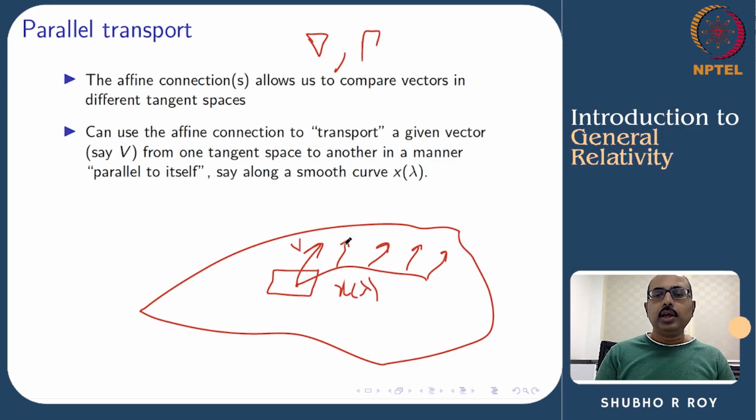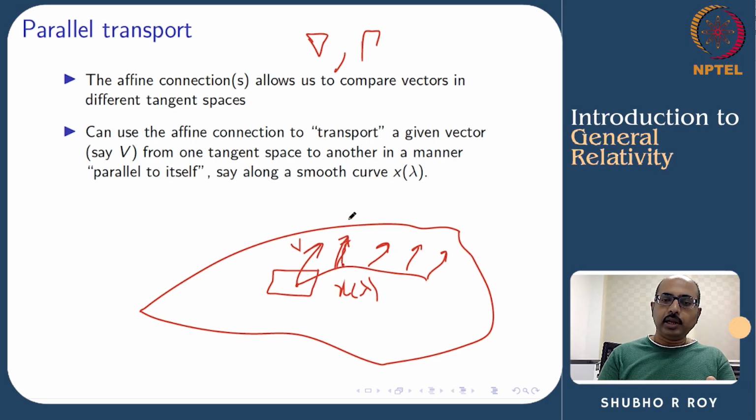Then you can tell me that all these vectors which I have drawn on different points of the curve are all independent vectors living in different vector spaces. So how can I claim that one is parallel to the other? So let's see how that is done. The idea is that affine connection allows you to compare different vectors on different tangent spaces.